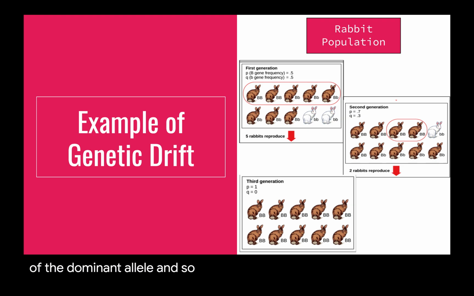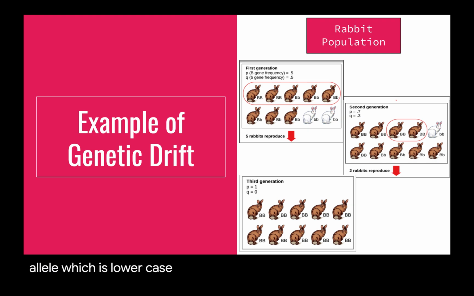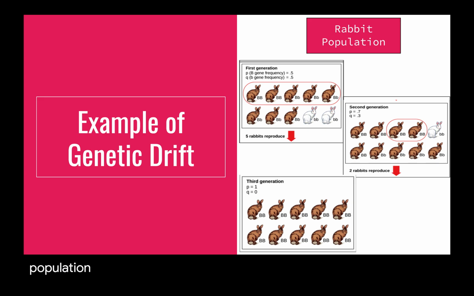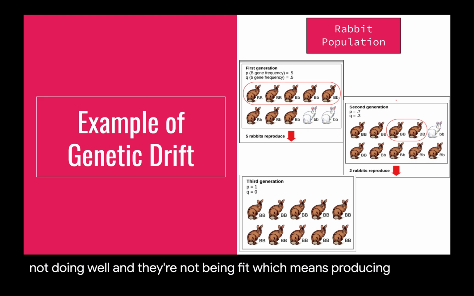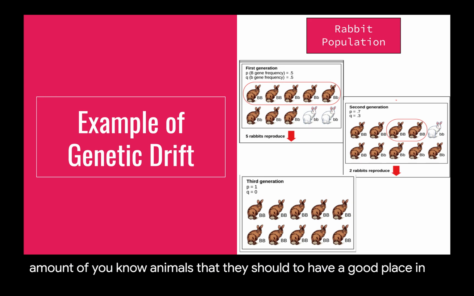And so now, because of the white rabbits' recessive allele, lowercase bb, that means that they're not going to be as dominant, which is fine, but it just means that they're not the dominant population. Whatever environment they're in, they're not doing well, and they're not being fit, which means not producing the amount of animals that they should to have a good place in the environment.